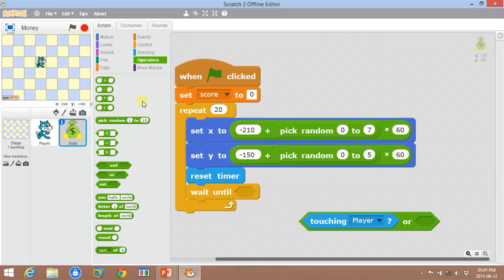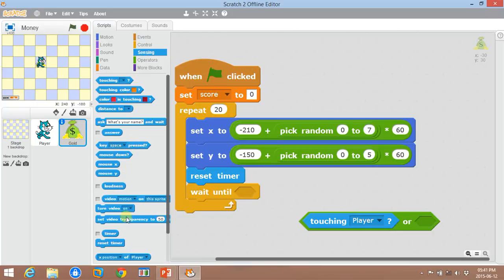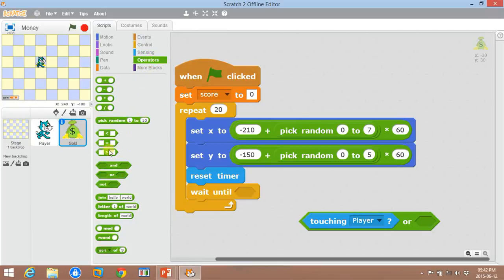All right. Is everyone with me? Okay. So next we're going to check the timer. So we're going to go back to our sensing collection. And, sorry, we're actually going to go to the operators first. And we're going to get a greater than operator. Okay, put it on our stage.